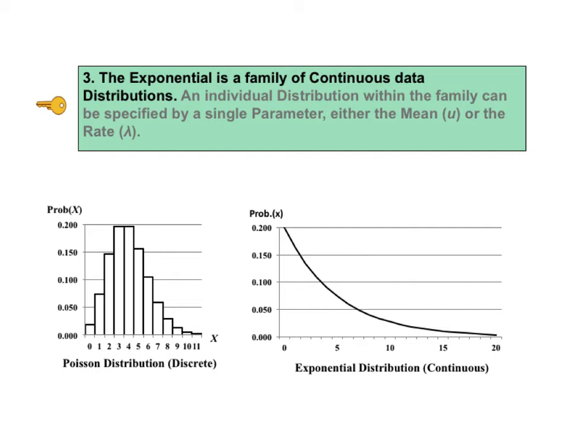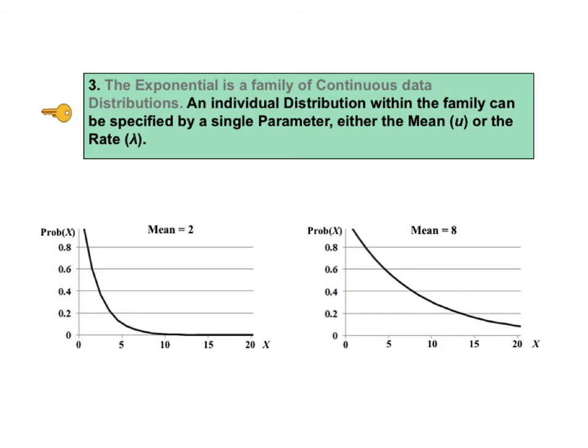Continuous distributions, like the normal and the exponential, are pictured as smooth curves. The data can be any real number, so all points between integers are filled with data whose probabilities are reflected in the height of the curve above them.